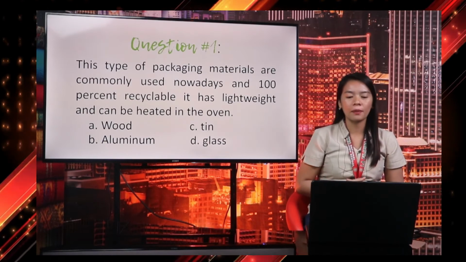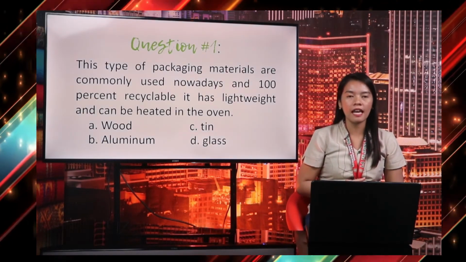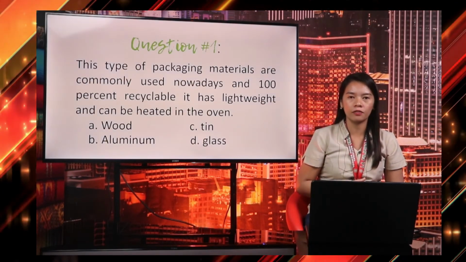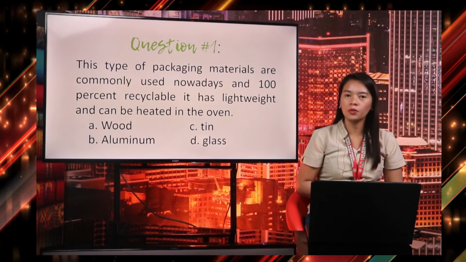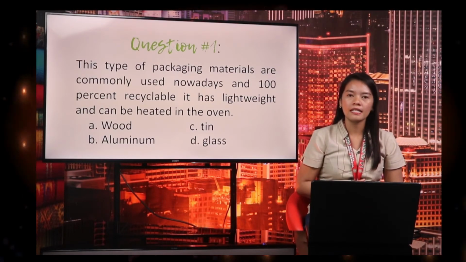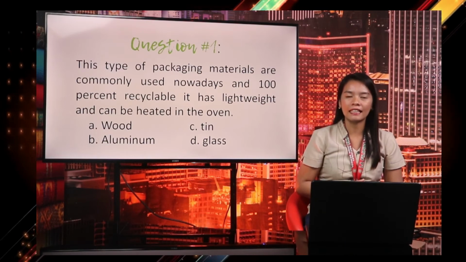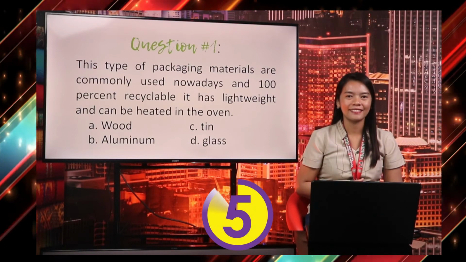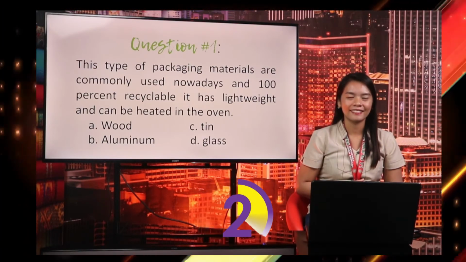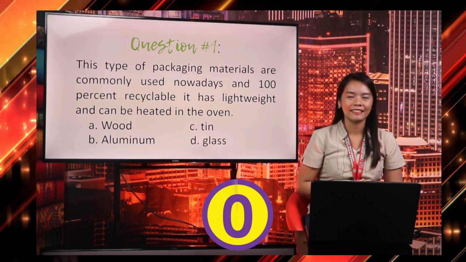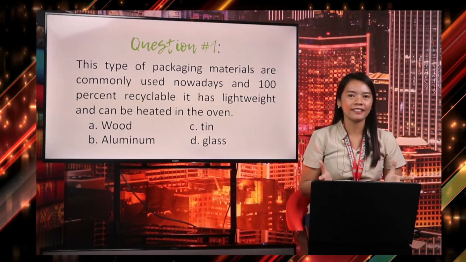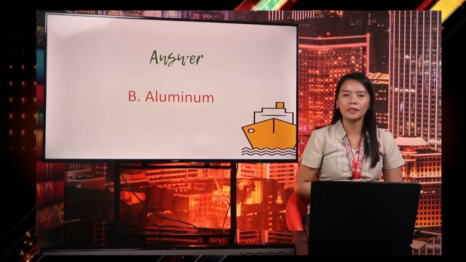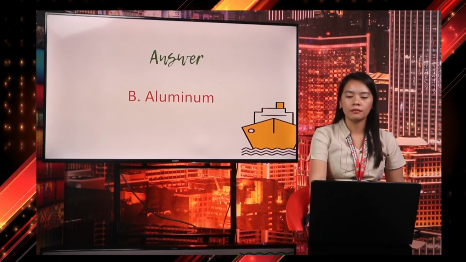This type of packaging material is commonly used nowadays and is 100% recyclable. It is lightweight and can be heated in the oven. A. Wood. B. Aluminum. C. Tin. D. Glass. Your 5 seconds starts now. What is your answer? Correct. Letter B, aluminum.